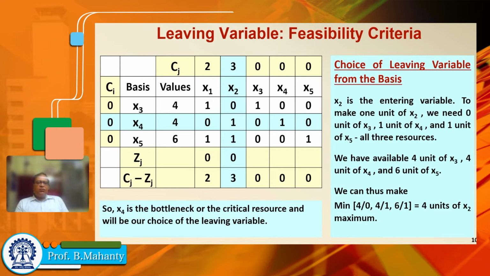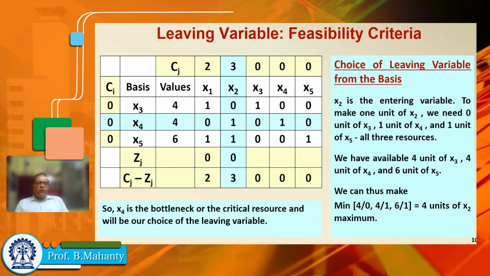Isn't it that from this equation we can straightaway write x2 plus x4 equals 4? Therefore x2 is 4 minus x4. In fact, 4 by the intersecting element minus x4 by the intersecting element, because if this is 1, it is fine, but if it had been 2 or something, then it would be divided by 2. So 4 by 1 minus x4 by 1. That is the value of x2.